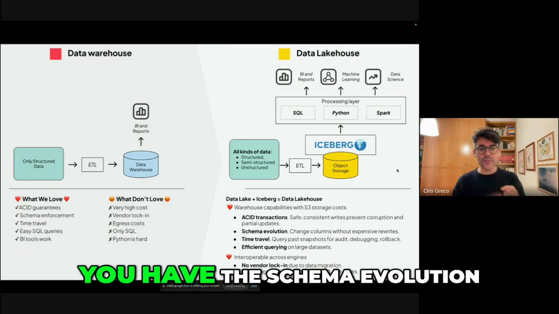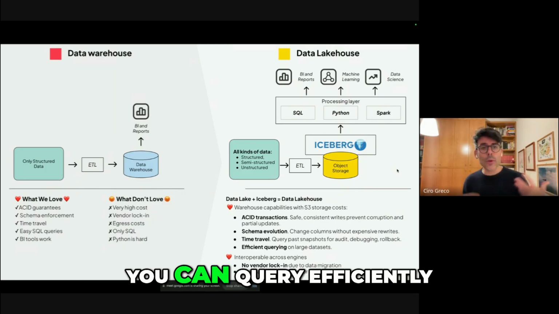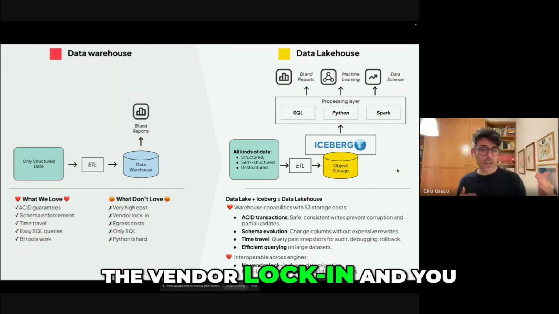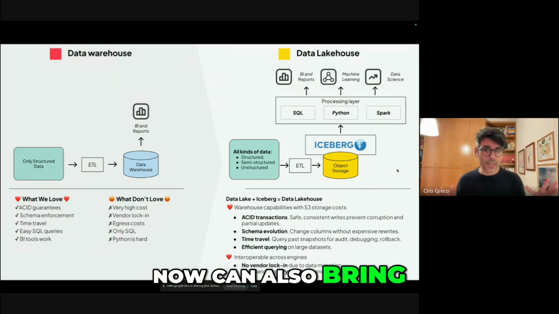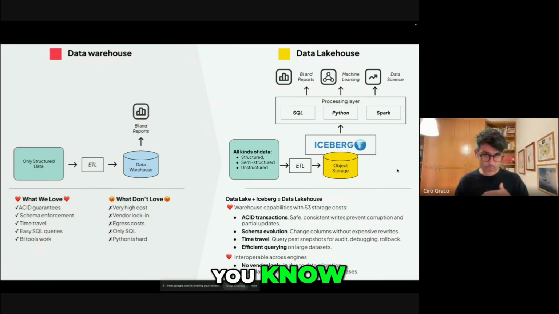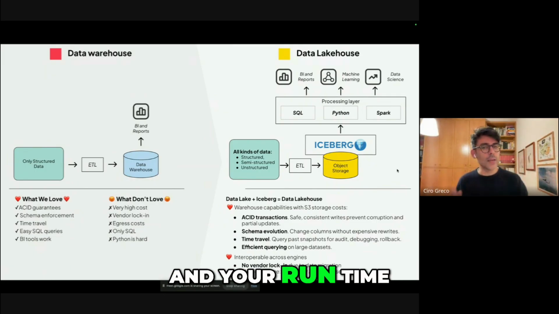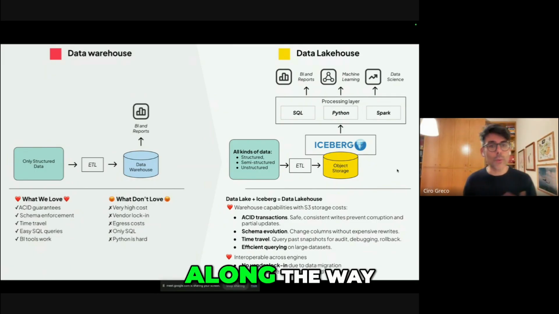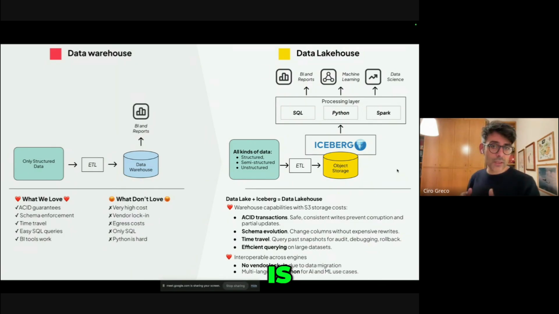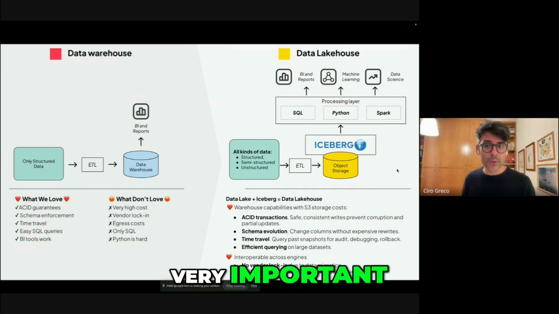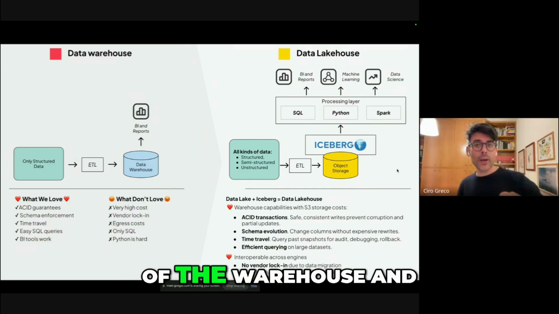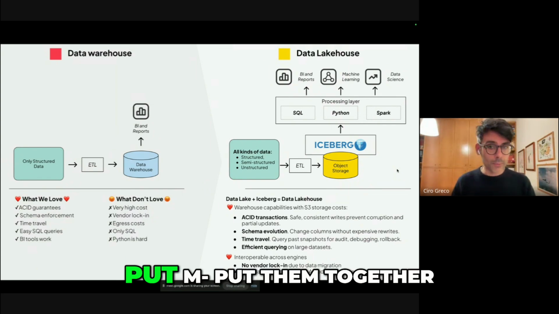You have ACID transactions, you have schema evolution, you have time travel, you can query efficiently, and that's it. But you no longer have the vendor lock-in, and you now can also bring multiple languages in your stack because we effectively completely separated your storage and your runtime. So if you want to bring Python along the way, it's easier to do that. So this is really why Iceberg is getting so much traction. It becomes very important. It is basically the best of both worlds. It's the good things of the warehouse and the good things of the data lake, put together.